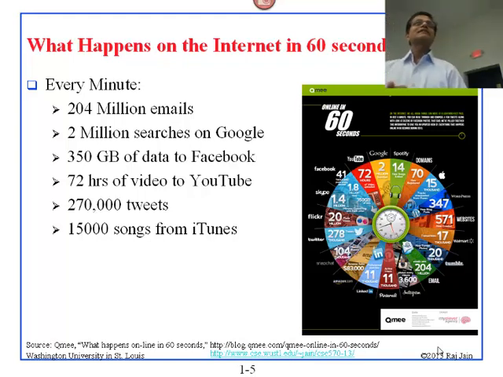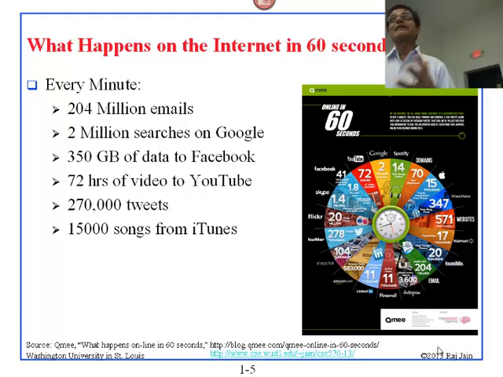And Facebook is the next place where many of us live. Just can't get off Facebook. 350 gigabytes of data are added to Facebook every minute. Video is added to YouTube at the rate of 72 hours per minute. So in 1 minute, they load up 72 hours, right? 270,000 tweets on Twitter, and 15,000 songs are downloaded from iTunes.